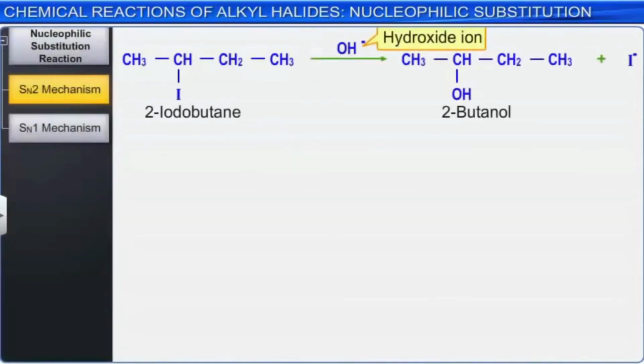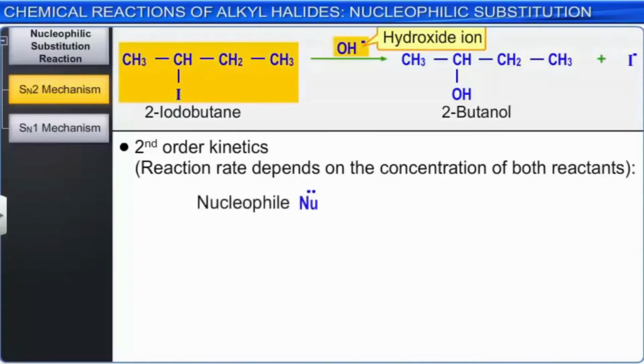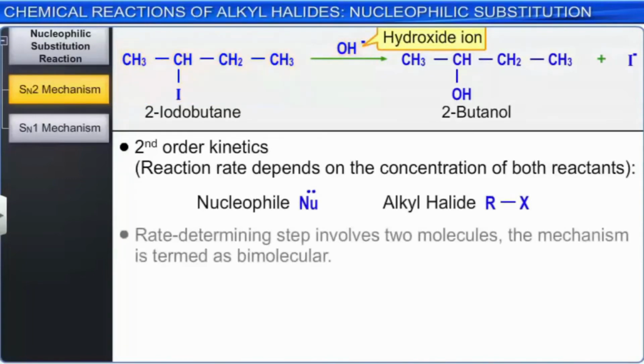The reaction between 2-iodobutane and hydroxide ion to yield 2-butanol is an example of an SN2 reaction. This reaction follows second-order kinetics, meaning that the reaction rate depends on the concentration of both the nucleophile and the alkyl halide. As the slow step or rate-determining step involves two molecules, the mechanism is termed bimolecular. This reaction occurs in a single step and does not involve any intermediate.